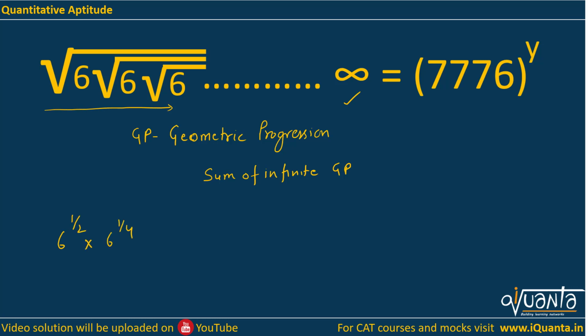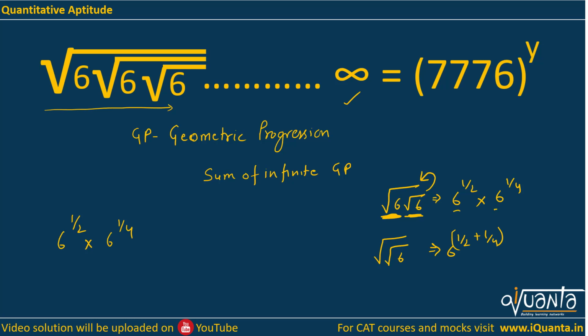Why? Because if we have under root 6 and under root 6, then we can rewrite this as 6 to the power half for this under root 6, and then we have this under root 6, and above it we have one more under root. So under root of 6 can be written as 6 to the power 1 by 4. These will be multiplied. So we can write it as 6 to the power 1 by 2 plus 1 by 4 because two similar bases are getting multiplied, so their powers will add up.